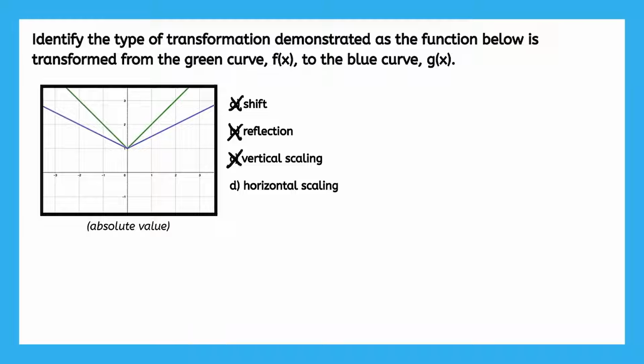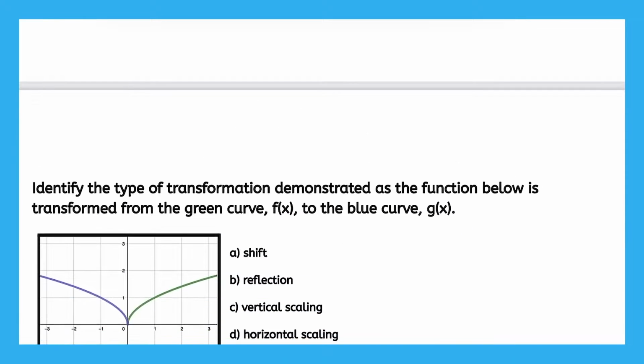Now let me show you why it's okay that the vertex did not move when we have a horizontal scaling. It's because this vertex is at the x value 0, right? If you remember from the video where we talked about horizontal scaling, when we have an x value of 0 and we're doing horizontal scaling, that is the one point that will not move when we transform the graph. So in this case, going from the green graph to the blue graph, we have a horizontal stretch. So D is the answer, horizontal scaling. All right, let's see what we have next here.